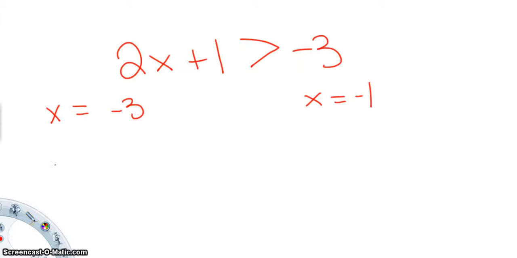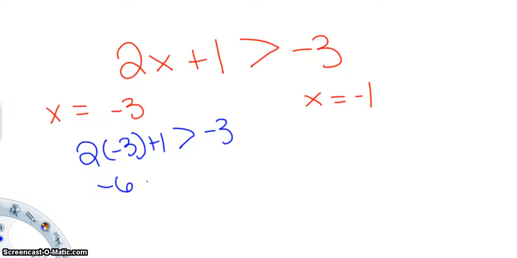Let's try another example. Notice now I have 2x plus 1 is greater than negative 3 instead of 3. And I use the same values for x in this example. So if I substitute in negative 3 for x, we get 2 times negative 3 plus 1 is greater than negative 3. 2 times negative 3 gives me negative 6 plus 1 is greater than negative 3. Negative 6 plus 1 gives me negative 5. Negative 5 is greater than negative 3. Is this true? Not true. Not a solution.